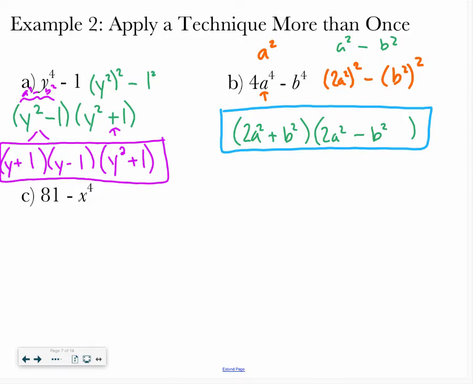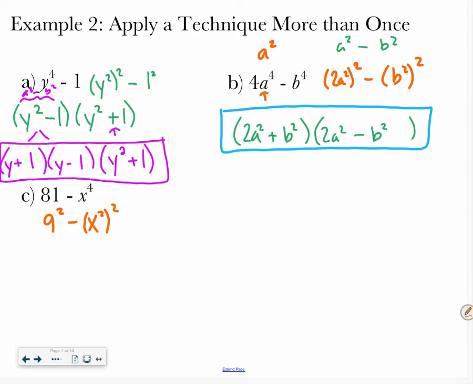Let's try another one. So we have 81 minus x to the fourth. So 81 is the same as our 9 squared minus x squared squared.